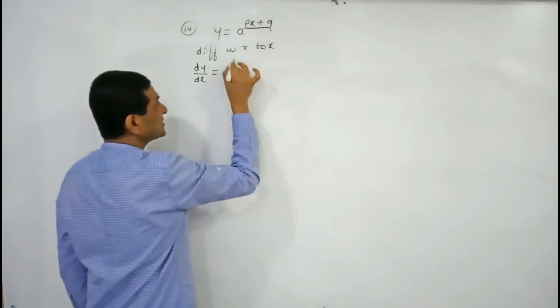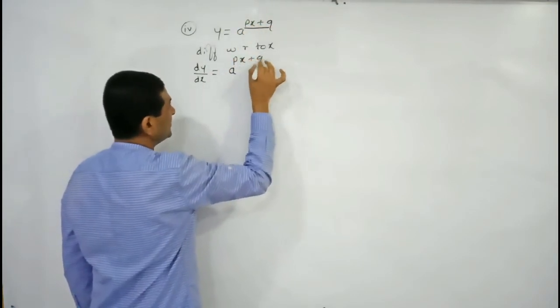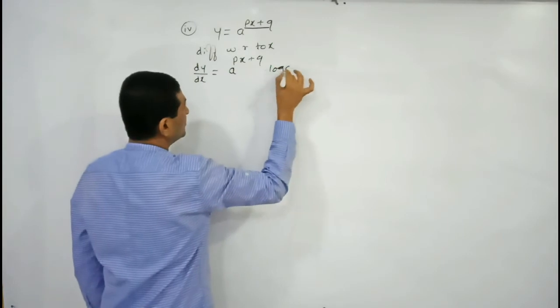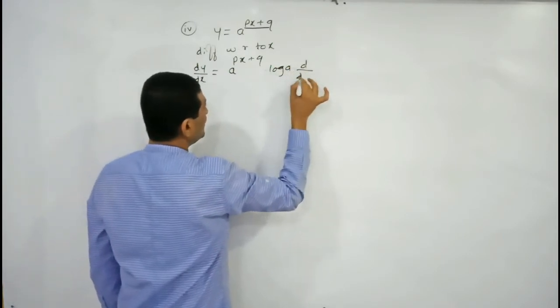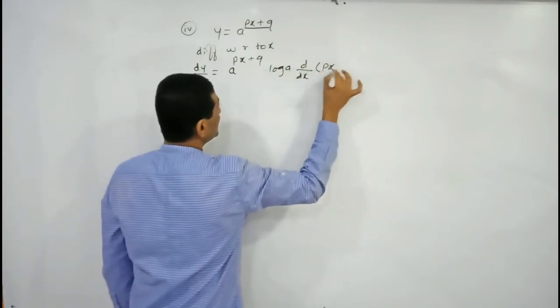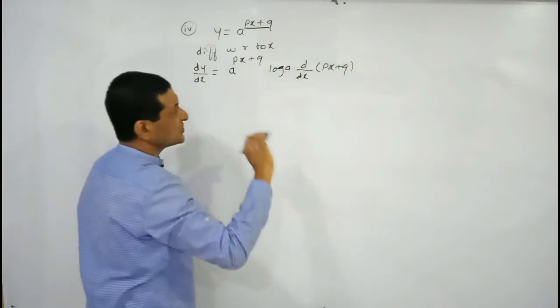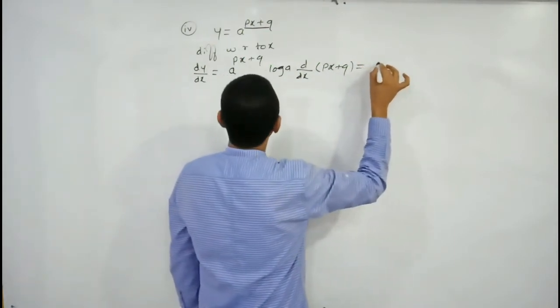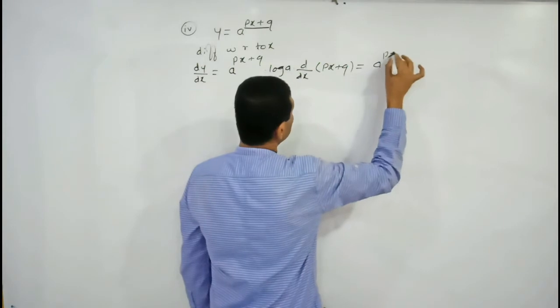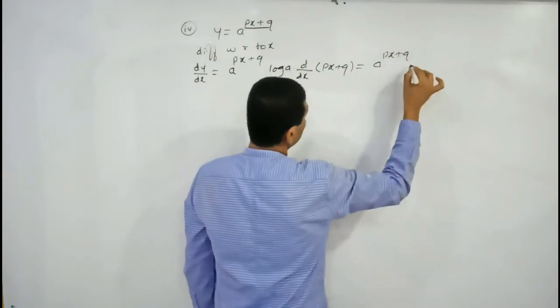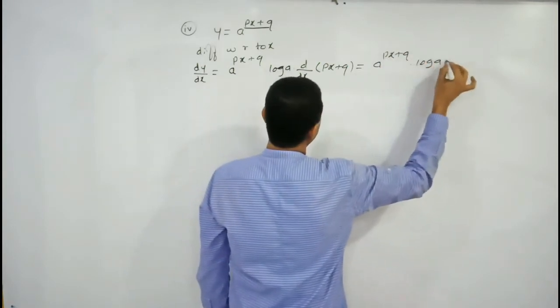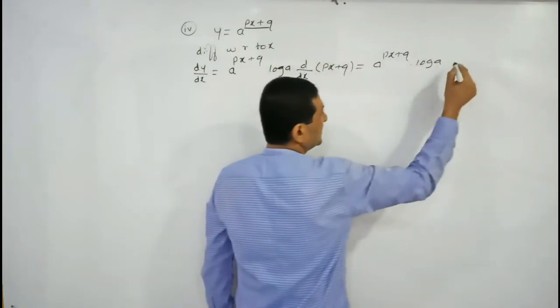So its derivative is a raised to power f of x. This underlying term is nothing but f of x, that means px plus q, into log a into the derivative of f of x. What is f of x here? px plus q. So it equals a raised to power px plus q, keep it as it is, into log a also as it is. And what is the derivative of this term?